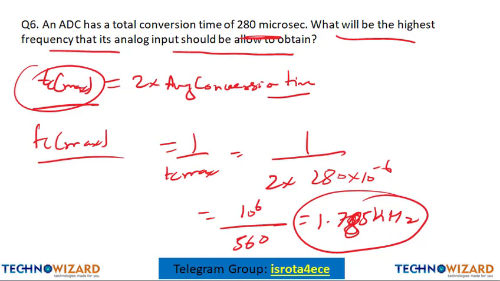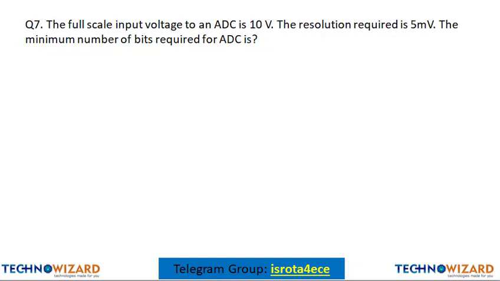Now, next question, and the last question of this video, that is question number 7. The full scale input voltage to an ADC is 10 volt. Okay, FSD is given as 10 volt. The resolution R, I am denoting it by R, is given as 5 millivolt. We have to find the minimum number of bits, that is n.